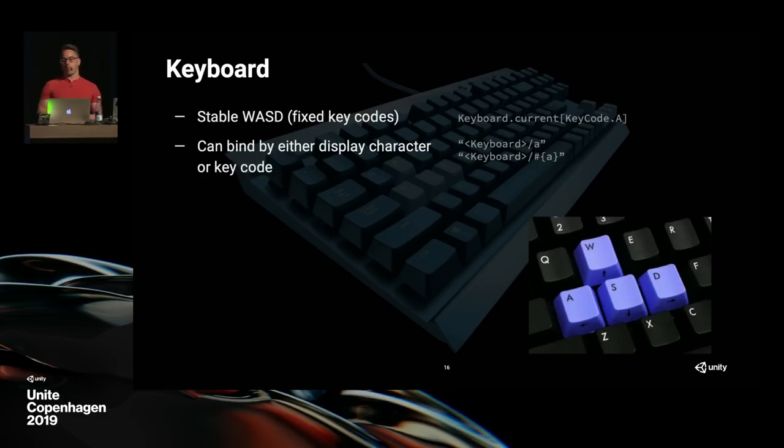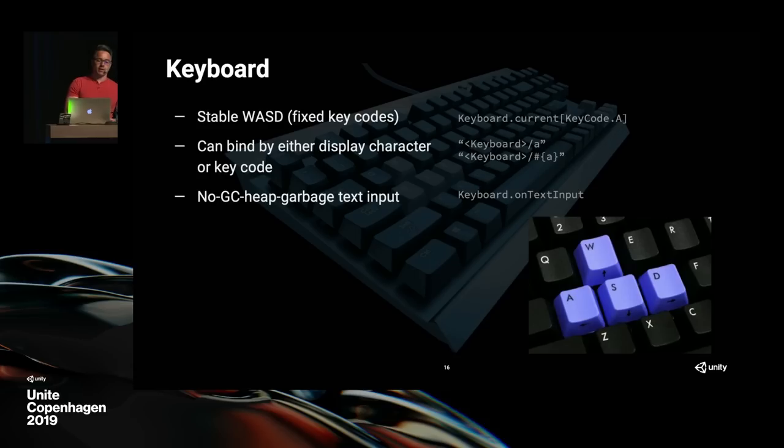But if you want to, you can also bind by what character the key generates. We support that as well, which means that if the layout changes, the key may be in a completely different location or may even not be on the keyboard at all. And then finally, we have a no-heap garbage text input path that delivers text input character by character. So if you, for example, do a typing game, you can do that without incurring GC spikes implicitly from just picking up text input.